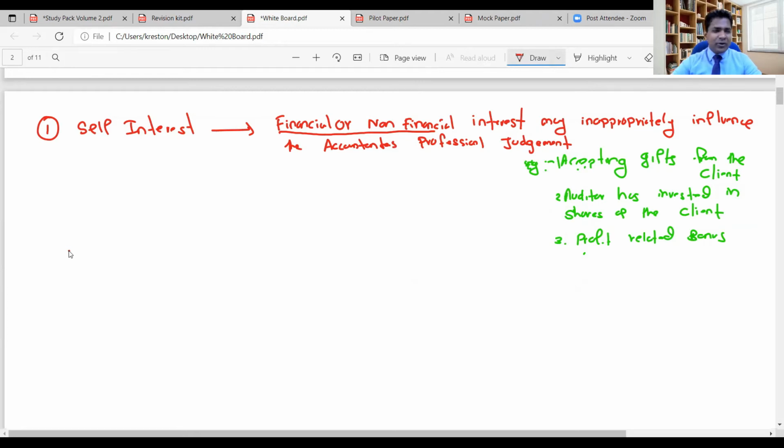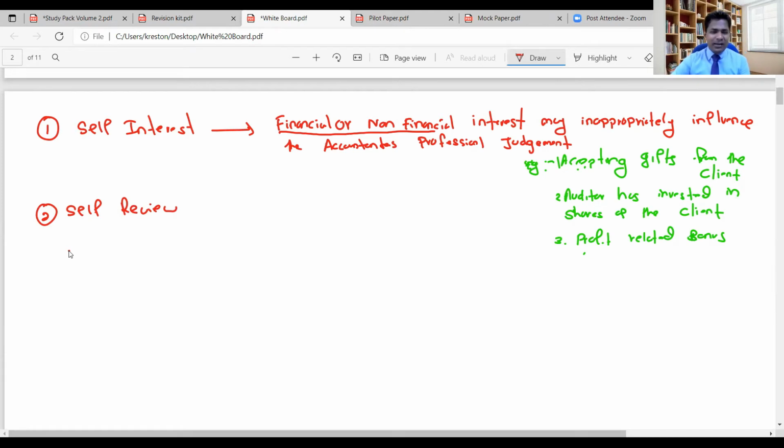And number 2, I'm going to tell you that number 2 is self-review. Just think it over. Self-review. What is that? Self-review means you review the work that is done by you in the past. Self-interest is where your interest comes into the place, rather than the fundamental principle. Self-review. And I'll tell you an example.